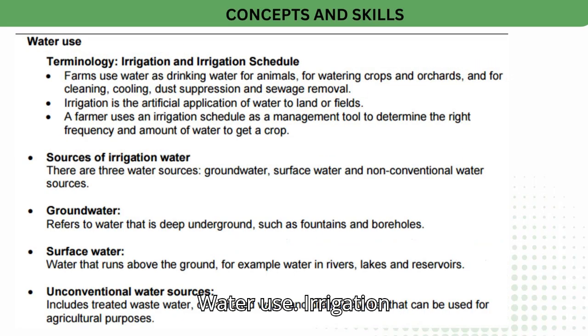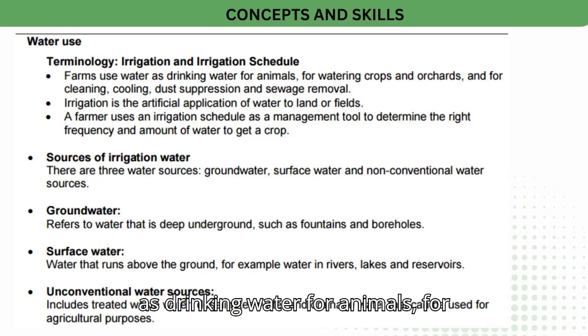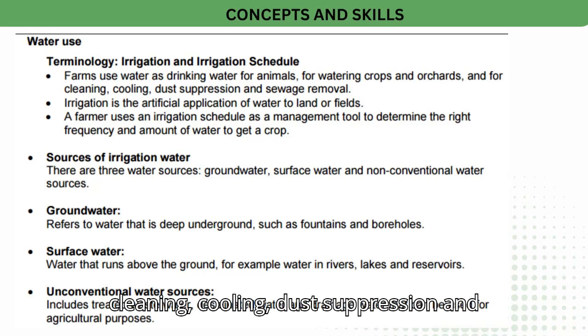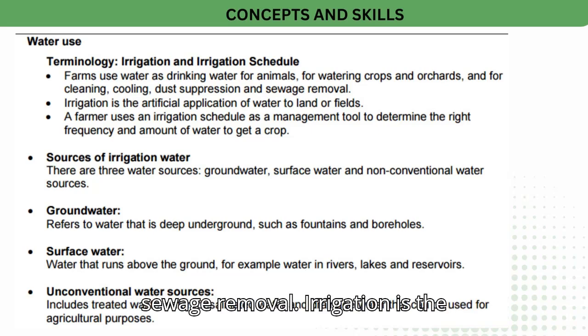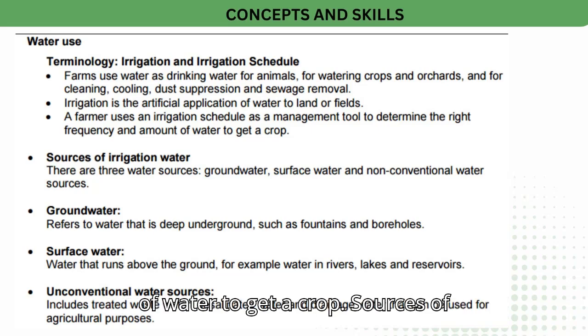Water use. Terminology, irrigation and irrigation schedule. Farms use water as drinking water for animals, for watering crops and orchards, and for cleaning, cooling, dust suppression and sewage removal. Irrigation is the artificial application of water to land or fields. A farmer uses an irrigation schedule as a management tool to determine the right frequency and amount of water to get a crop.